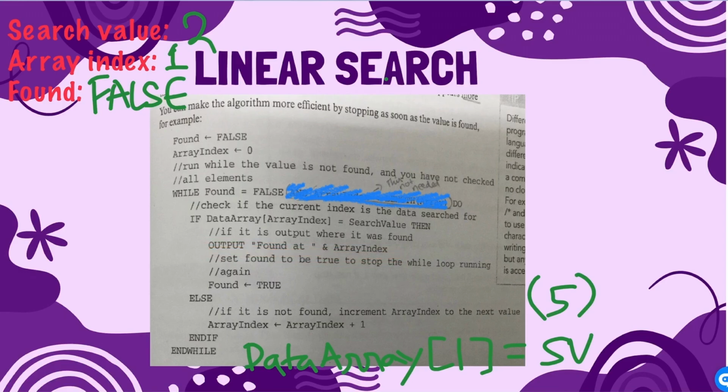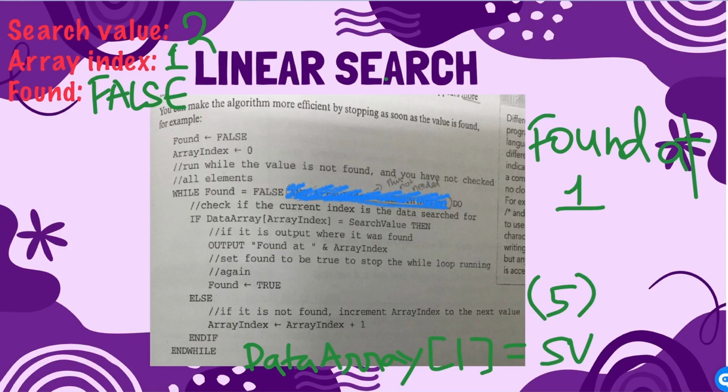Now let's pretend that yes, we have found our search value. That array index was 5 is equal to 5. If it is true, then you need to output found at and array index. So this is what is going to appear to the user: Found at array index, which is 1.